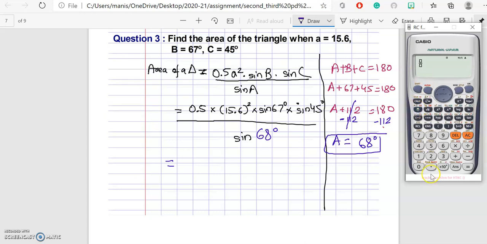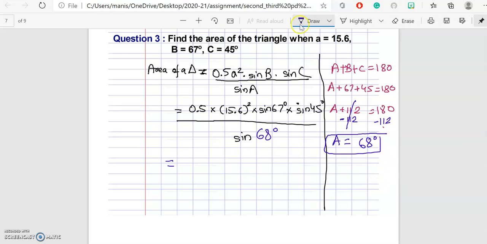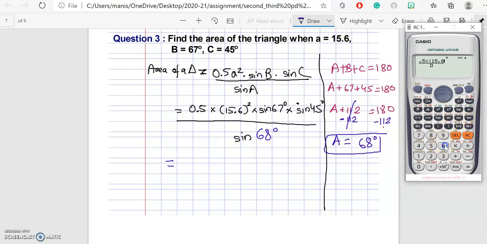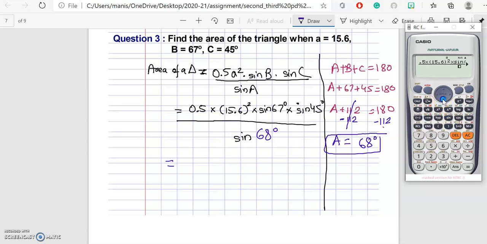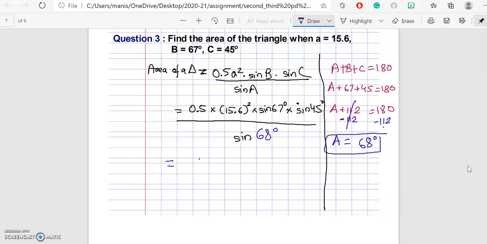So let's start with the fraction button over here. 0.5 times, this is your 15.6. Okay, let me bring back my calculator over here. 15.6 in parentheses, and this is a square over here, and this is my times sine of 67. I close my parentheses, times sine of 45. I close my parentheses over here. I'm having some technical difficulties over here. So this is my sine of 68, close parentheses, and my answer is 85.42. So my answer is 85.42 square units.